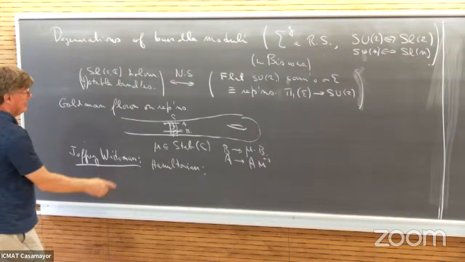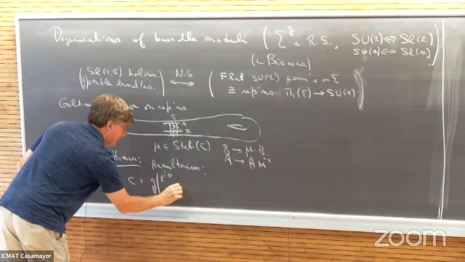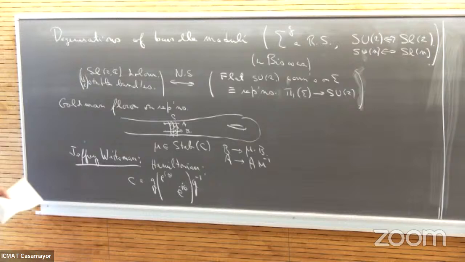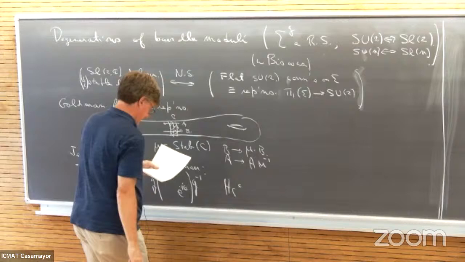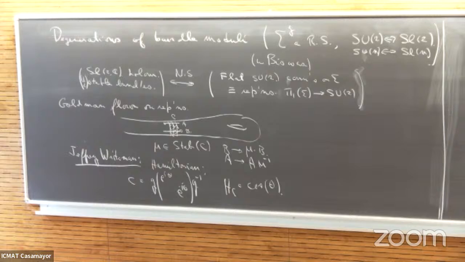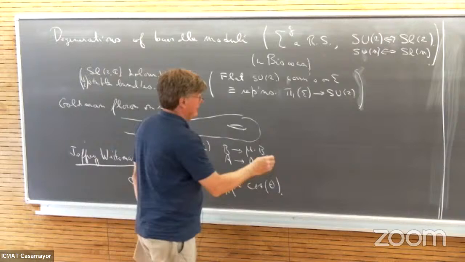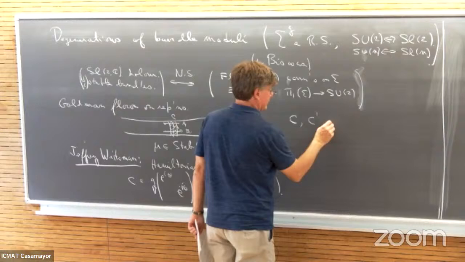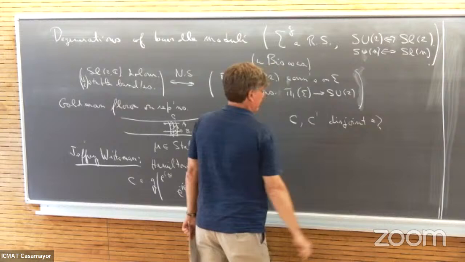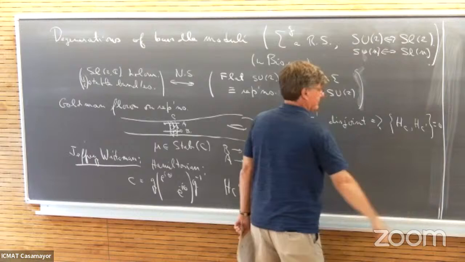If I take this holonomy C and write it as e to the i theta, e to the minus i theta, the inverse, and I take the Hamiltonian flow associated with, I think, cosine theta, then I get a Hamiltonian flow that reproduces these things. And the nice thing is that these Hamiltonians Poisson commute for disjoint curves. Okay, so you get flows.